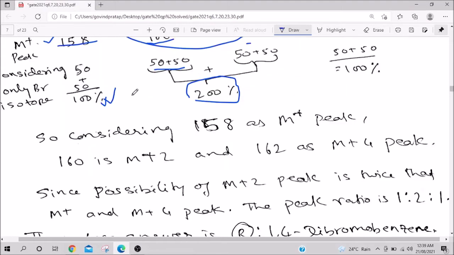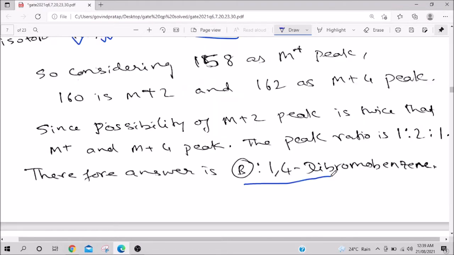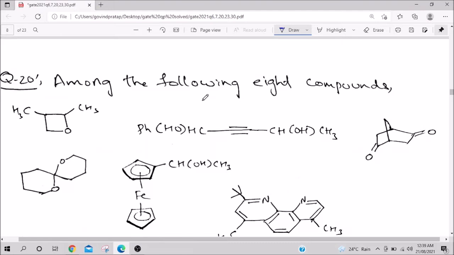So in total I am getting 3 peaks. The peak ratio, the intensity, will be 1:2:1. And therefore, the answer is B, that is 1,4-dibromobenzene. Good. Let us move to the next question.